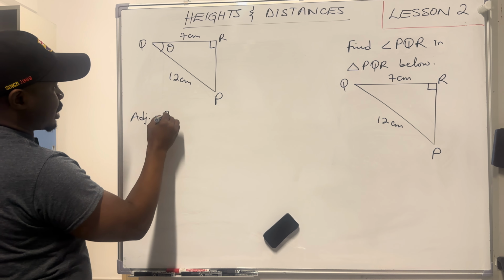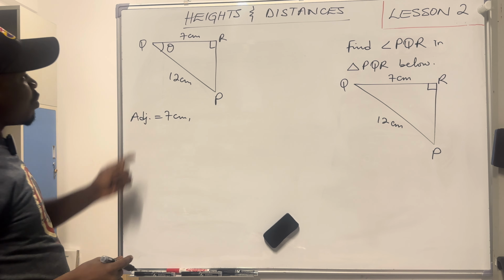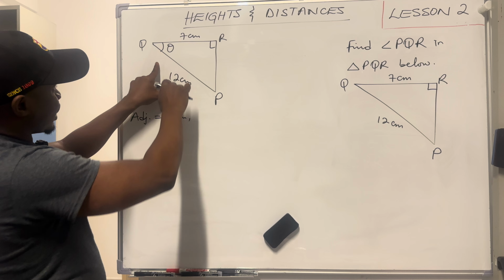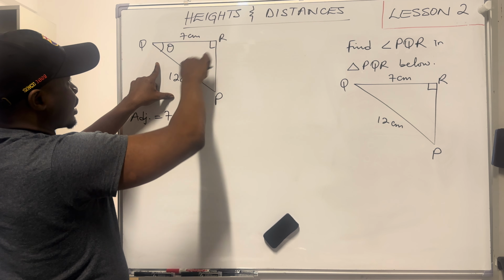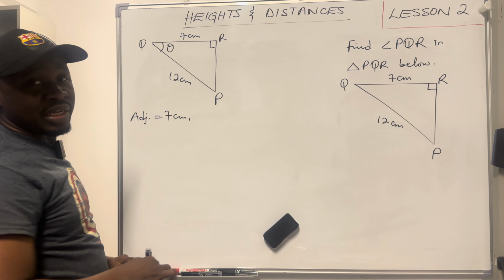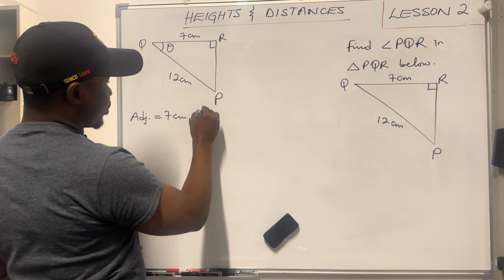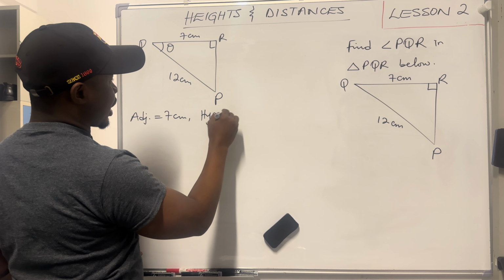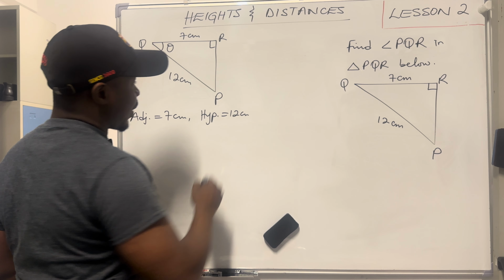So the adjacent is 7 centimeters. The side that is facing the 90 degrees right angle is called the hypotenuse side. So that is the hypotenuse side, which is 12 centimeters.